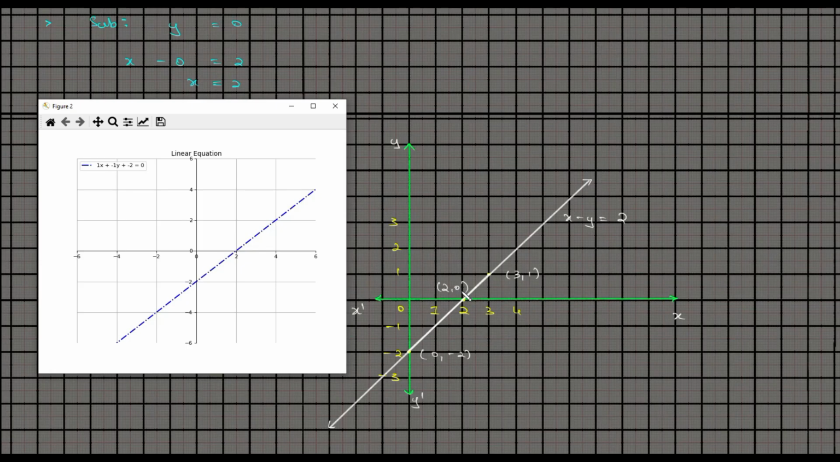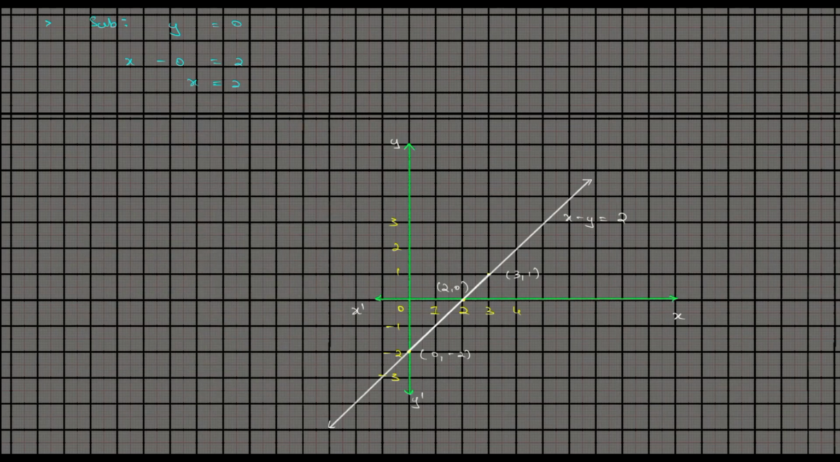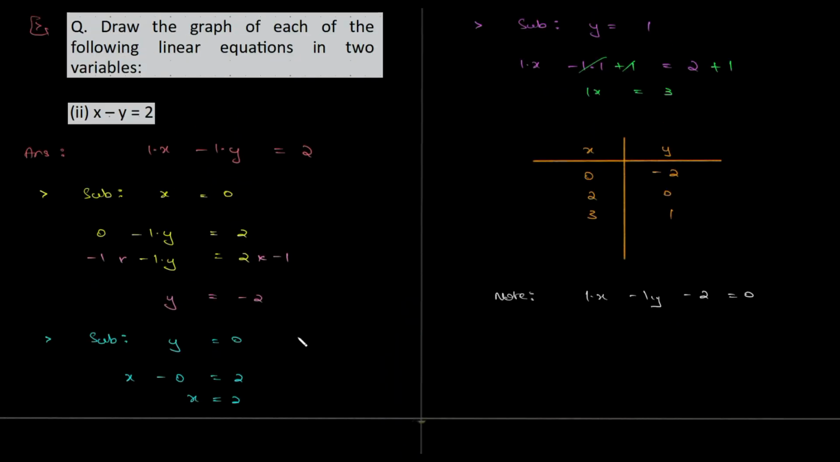So we have 2, 0, correct? And here you have 4 and 2, which we have not drawn. I mean, we have not calculated, but the graph is showing we have 4 and 2 as a solution, and here too you have 4 and 2. That's good, right? And we have 0 and minus 2, 0 and minus 2. Okay, so we have the same graph. And this is your answer.